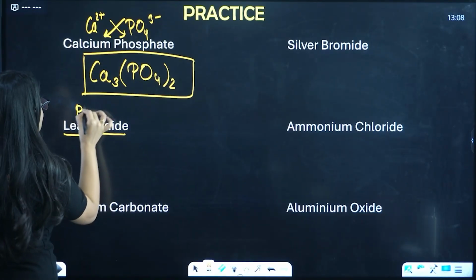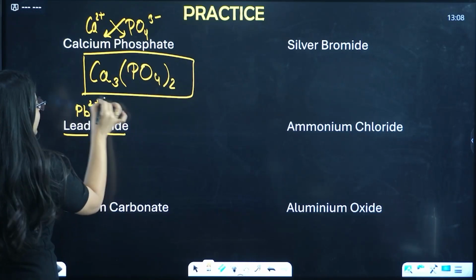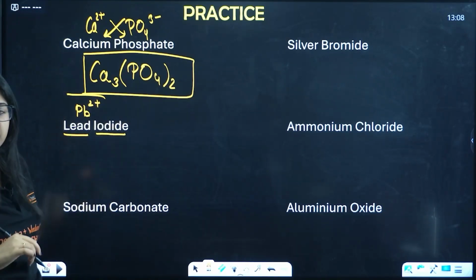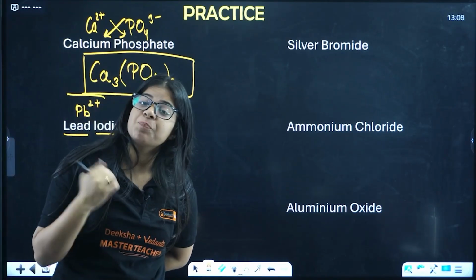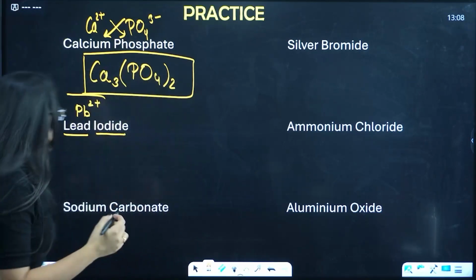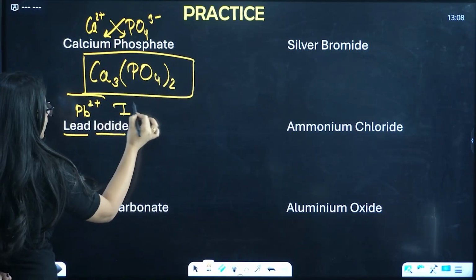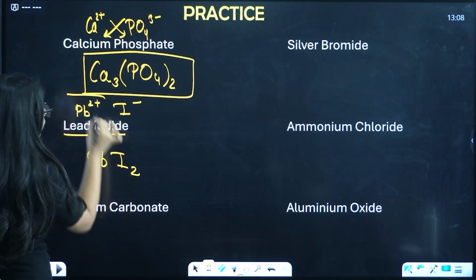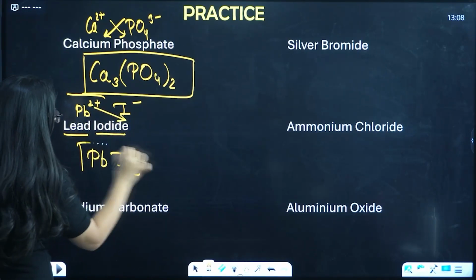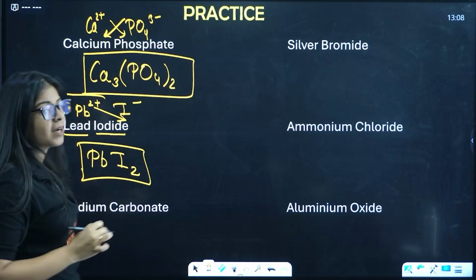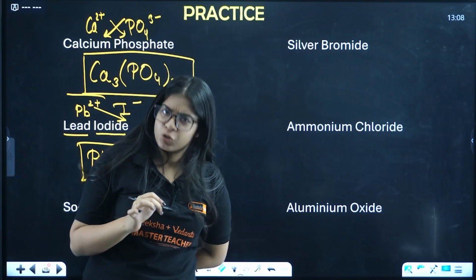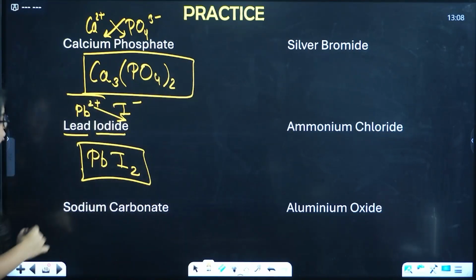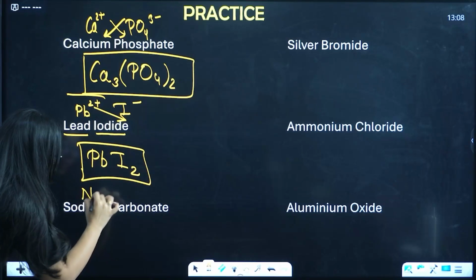Okay. Then we have lead iodide. Now lead is Pb²⁺. Write it down, I think there was no lead in that table. So lead is Pb²⁺. Iodide was what, my friend? Simply I⁻. So this will be PbI₂. 2 comes in the foot of I, 1 comes in the foot of Pb. That becomes PbI₂. Done?